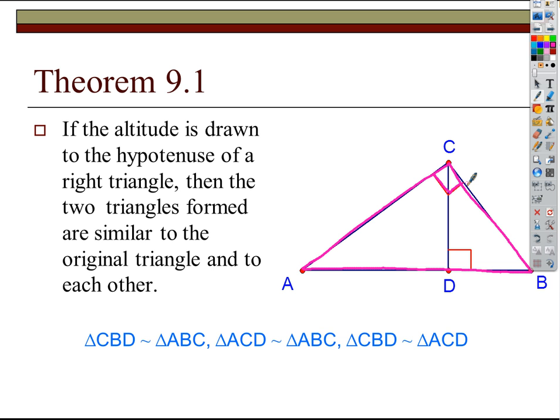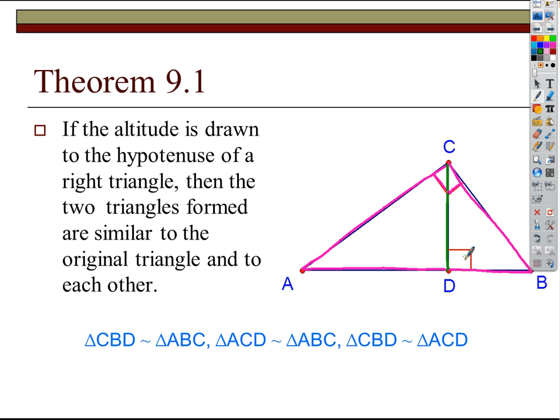Now, if we drop down what's called an altitude, which means we're going to make a segment that goes from this vertex that's sitting up in the air, we're going to drop that straight down until it intersects the opposite side at a right angle. So this is our altitude. That green segment right there is the altitude. If we drop down an altitude, then it cuts that big right triangle into two smaller right triangles. Aren't these both right triangles? Because we said that this has to be a right angle, right?